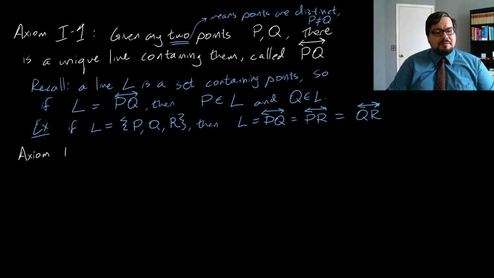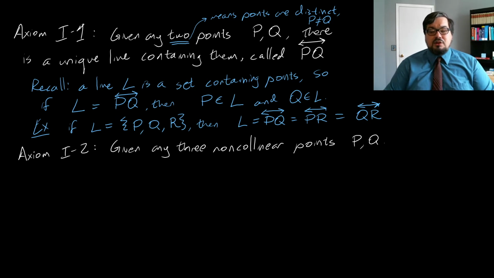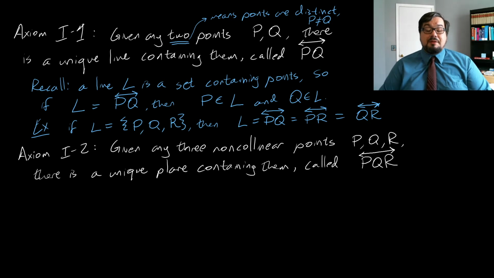Let's look at the second axiom. Axiom I2 says a similar thing, but for planes. Given any 3 non-collinear points, P, Q, and R, there is a unique plane containing them called, well, we can use a similar sort of notation, PQR with the double-headed arrow over it. This notation won't wind up being used quite as much just because of the way we usually construct our proofs, but we can use this notation when it's helpful for us.